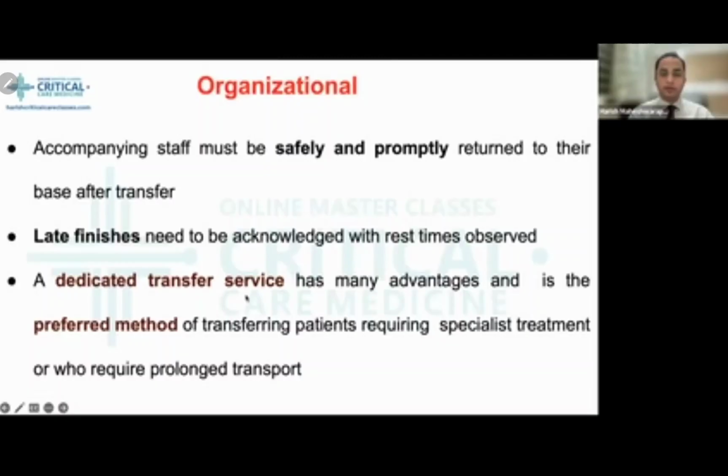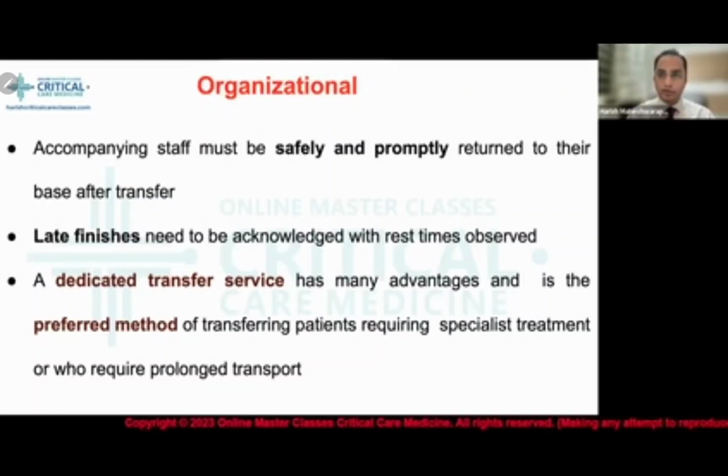A dedicated transfer service has many advantages and is the preferred method of transferring patients requiring specialist treatment or who require prolonged transport. Means in any tertiary care center, we have some sort of dedicated transfer team available, who are involved in transferring patients inter-hospital always.